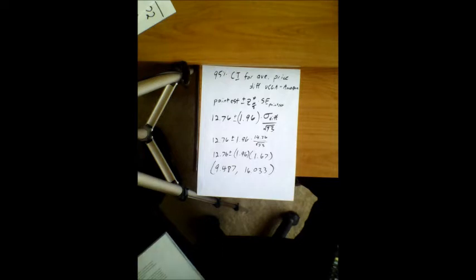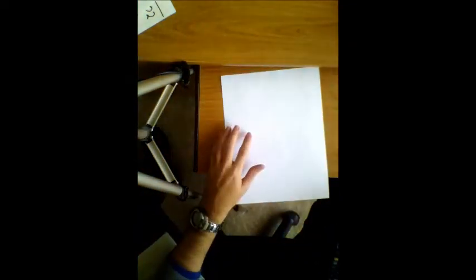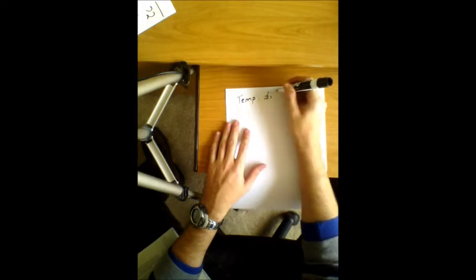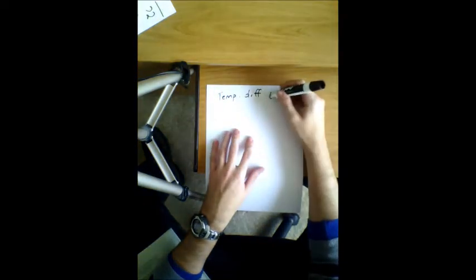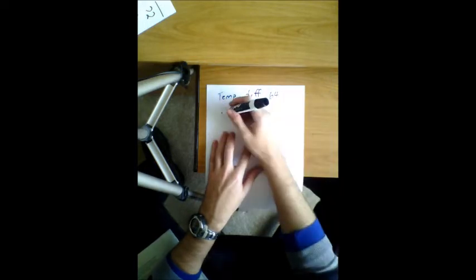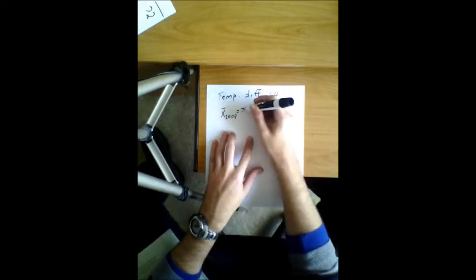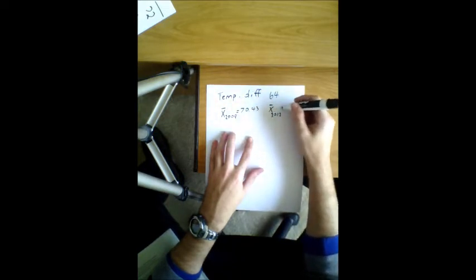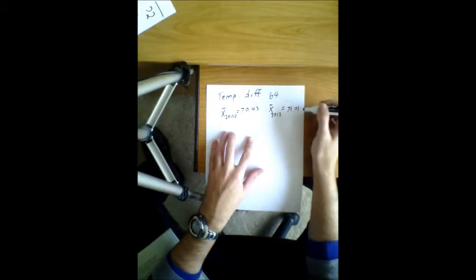Let's do another quick example. Let's say we were doing some temperature differences. So we're testing the difference in temperatures, and we do 64 for each year. We find that X bar of 2009 is 70.43, and X bar for 2012 is 71.01.